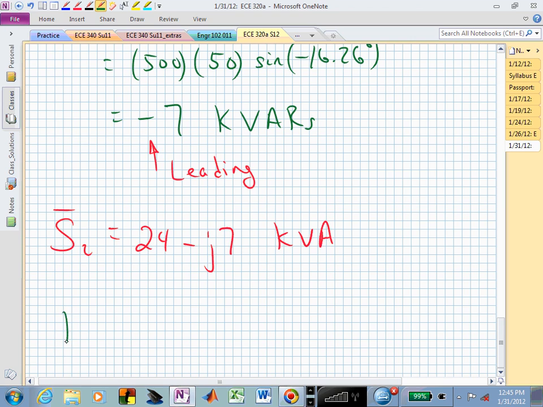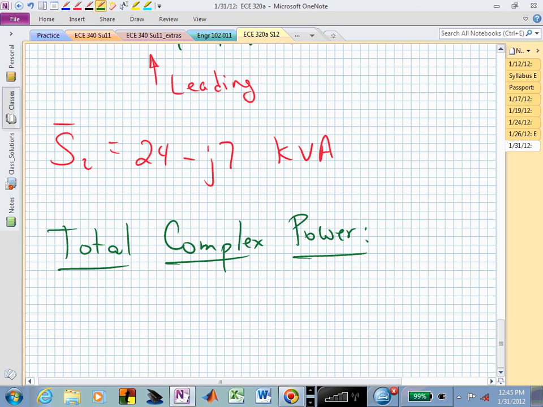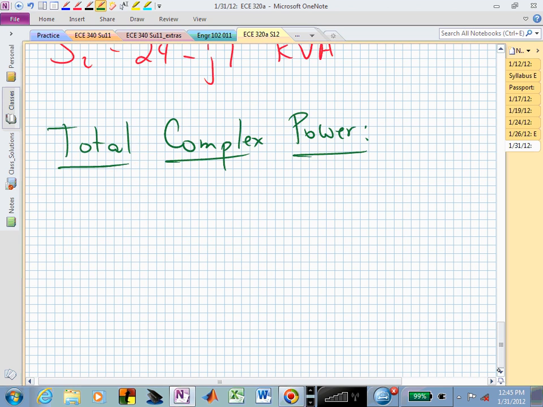Now that we have that, we can find the total complex power. And how do we do that when these are in parallel? It doesn't matter, does it? That's why I said that. They could be in series, they could be in parallel. You just add these complex powers.